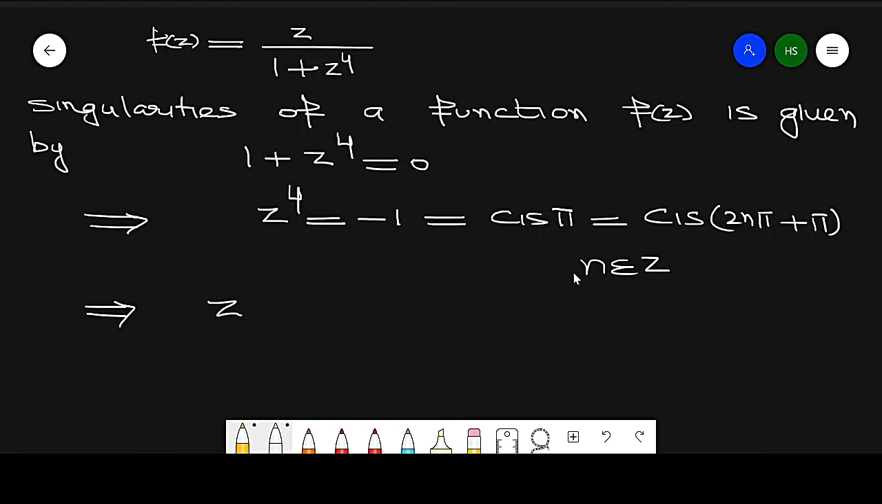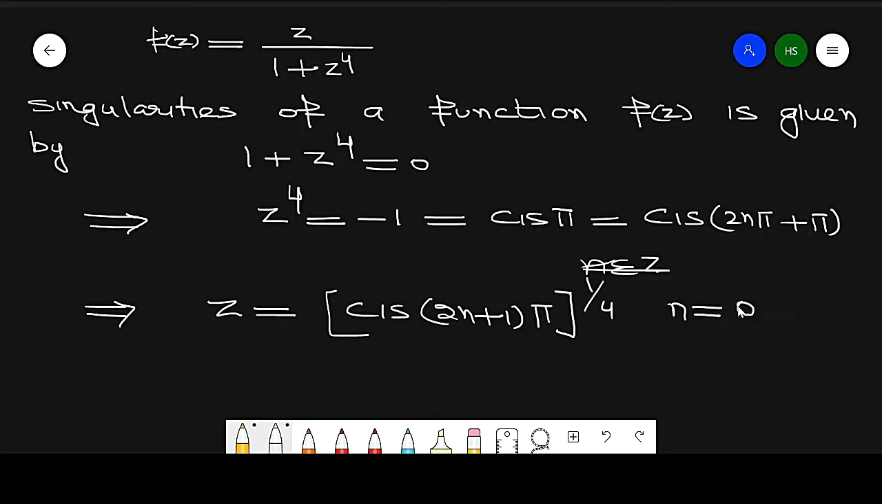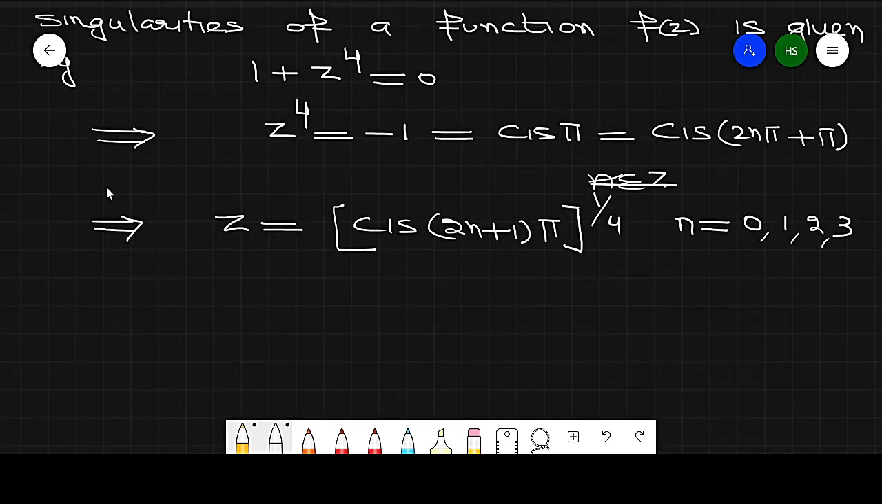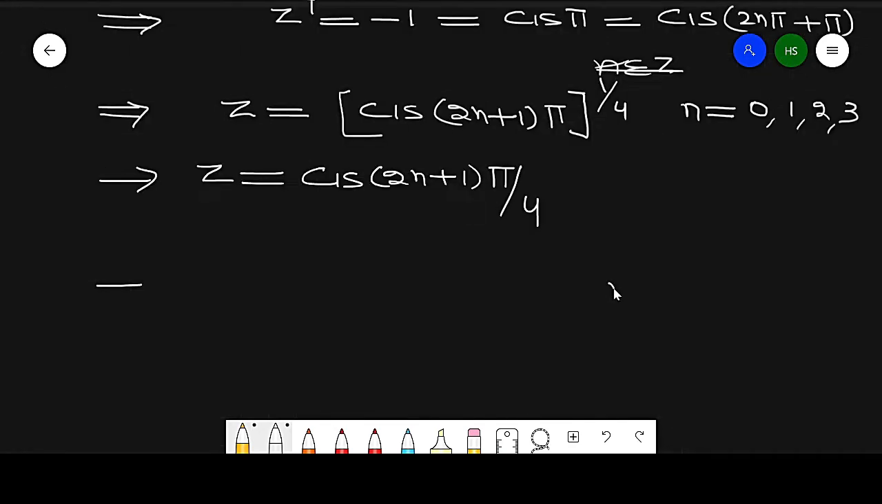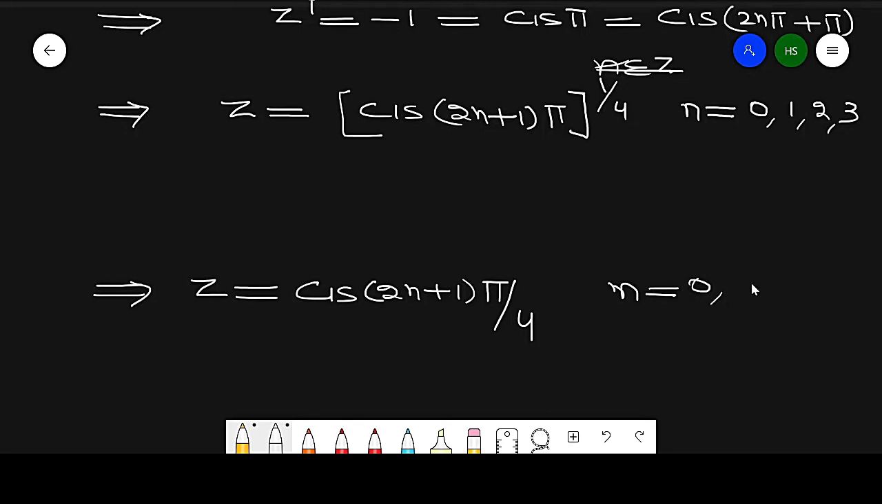So what is z? z is cis of (2n plus 1) pi, raised to power 1 by 4, where n is equal to 0, 1, 2 and 3, because it has 4 roots. So what are the 4 roots? z is equal to cis of (2n plus 1) pi by 4, where n is equal to 0, 1, 2 and 3. By substituting the value of n, I get the 4 roots.